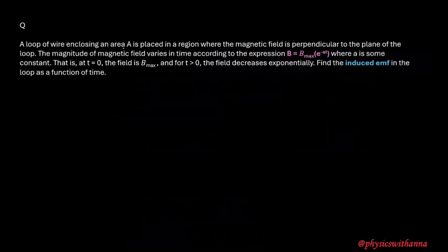Next question. A loop of wire enclosing an area A is placed in a region where the magnetic field is perpendicular to the plane of the loop. The magnitude of the magnetic field varies in time according to the expression B equals B max e to the power negative at, where a is some constant. That is, at time t equals 0, the magnetic field B is B max, and for t greater than 0, the field decreases exponentially. Find the induced EMF in the loop as a function of time.